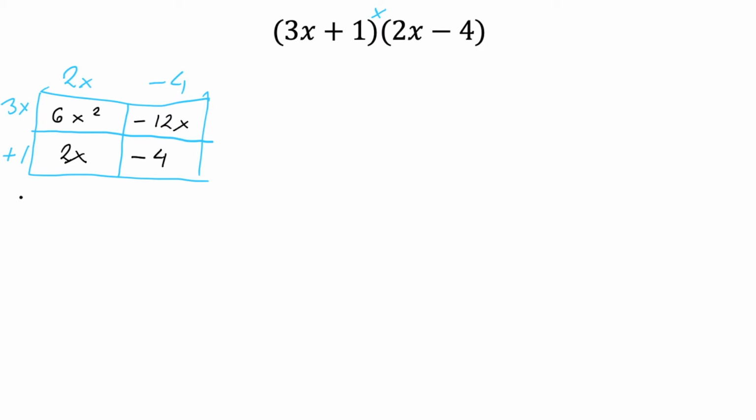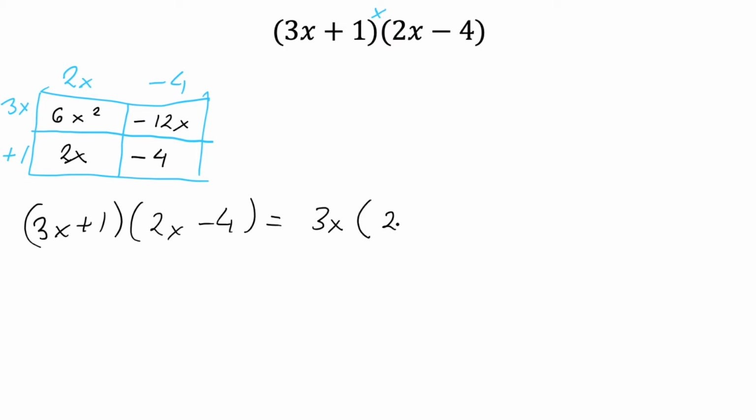We can do it very similarly, just using simple algebra without having to draw boxes. So we have 3x plus 1 times 2x minus 4. And that's the same as 3x times 2x minus 4 plus 1 times 2x minus 4. Where did it come out of? Take a look. I took 3x and I multiplied 3x by every element of the second bracket. So that's what I did over here.